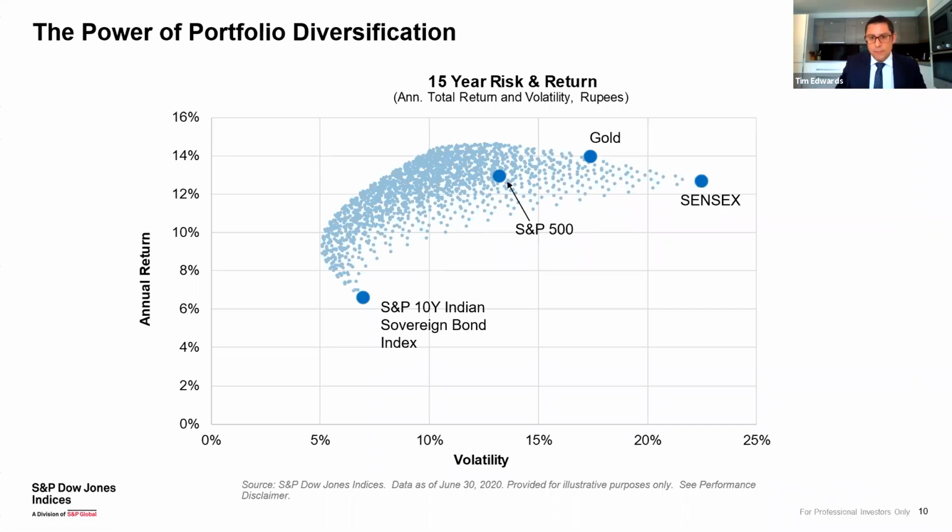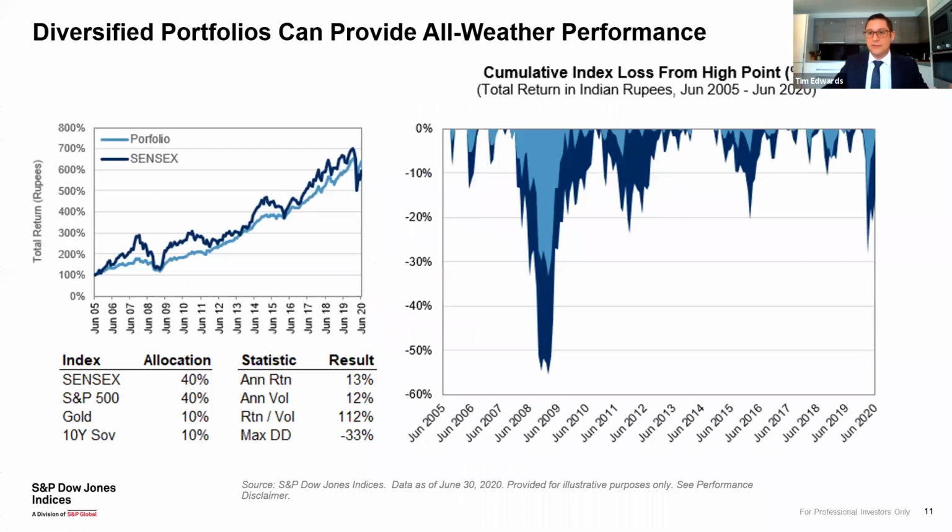I picked this as sort of representative. There are lots of different combinations you can look at, but I looked at a combination that was split equally between Indian and US equities for 80% of the portfolio. So 40% in the Sensex, 40% in the S&P 500, and then some diversifiers: 10% in gold, 10% in 10-year sovereigns. And you can see immediately the difference this makes in performance compared to a direct equity investment. The line of performance is much, much smoother, and those drawdowns are much less painful.